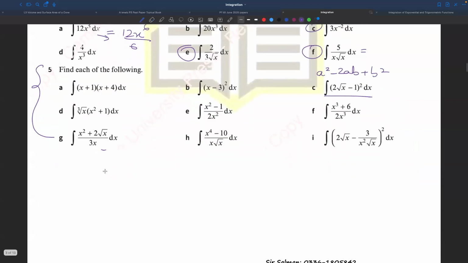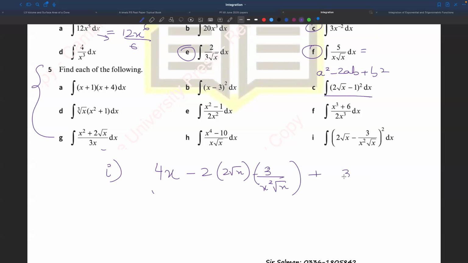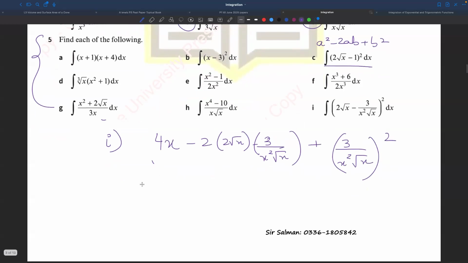Dekho, in part I, first of all, I will ignore the integration sign and expand it. When I whole square, that is a squared. So this will become 2 square 4x, right? A square minus 2ab. So 2 into a into b, 3 upon x square root x, plus b squared. So 3 upon x square root x whole squared. Let's simplify it first. 4x, root and root cancels. This will become minus 3 to the 4. Sorry, 2 to the 4, 4 3 is the 12.